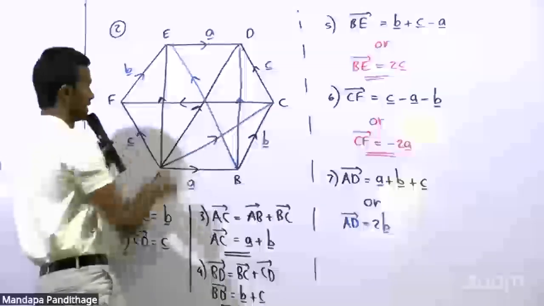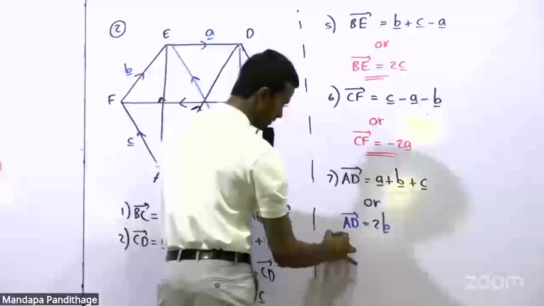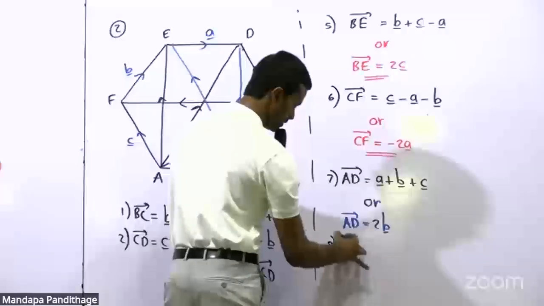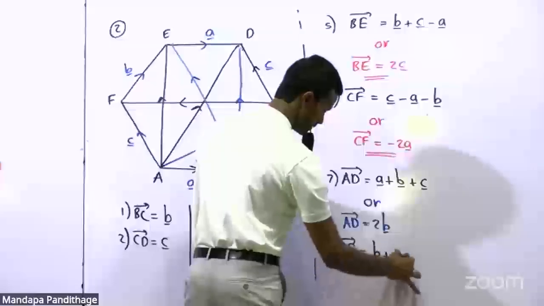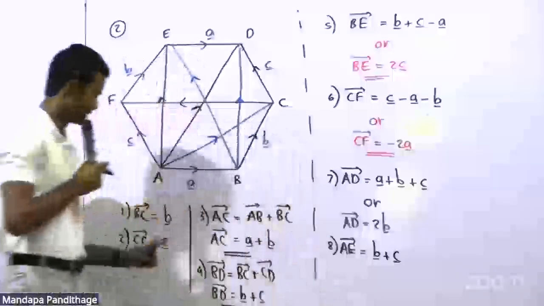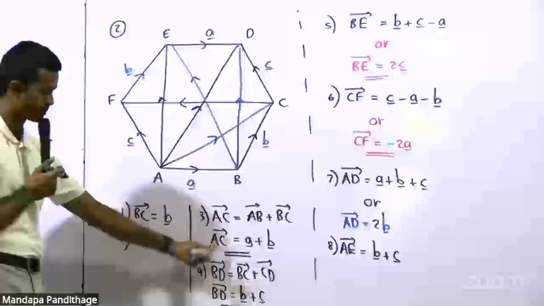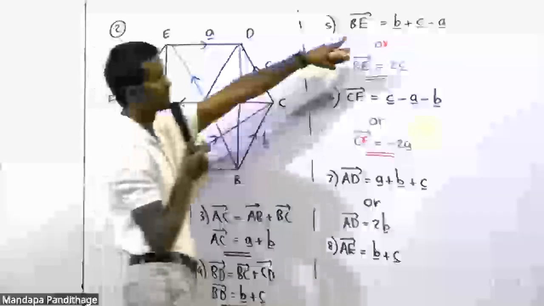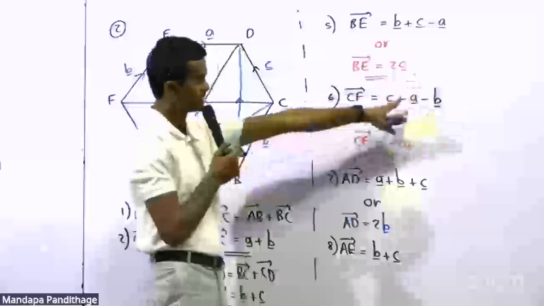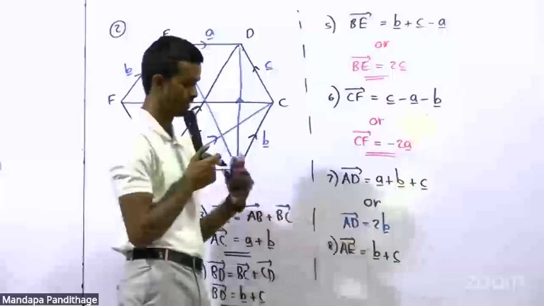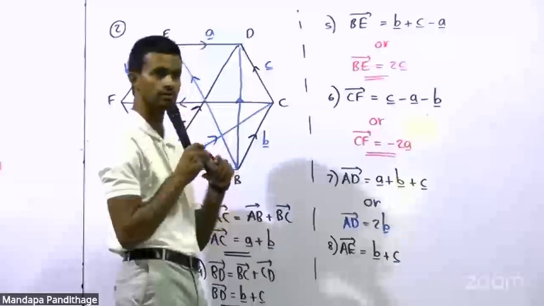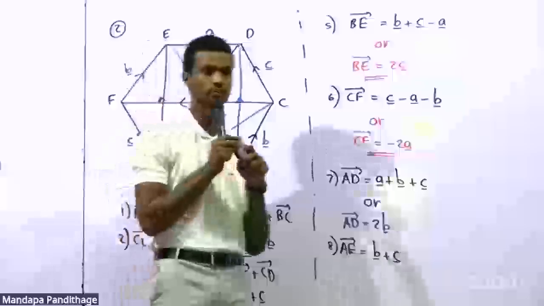And the last one, AE, is equal to B plus C. Okay. Hands up who have written these answers: B plus C, A plus B, B plus C minus A, C minus A minus B, A plus B plus C, and B plus C. Hands up who have written these. Okay, then do the next question.